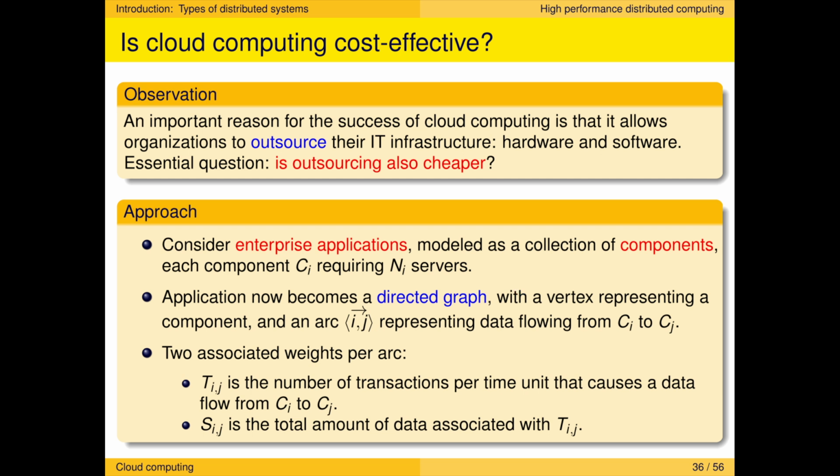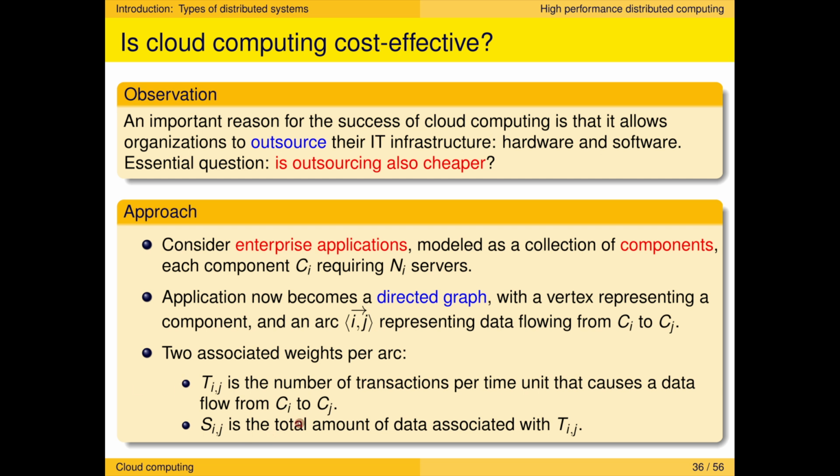So component CI needs to interact with component CJ to achieve the task ordered by the application. So we have arcs in between, so it's a directed graph. So if we consider two components, CI and CJ, we will call the number of transactions per time as Tij. So this is the number of transactions from CI to CJ, but it's just the number of transactions, pay attention. And the amount of data will be Si, Sj, just between these two nodes.